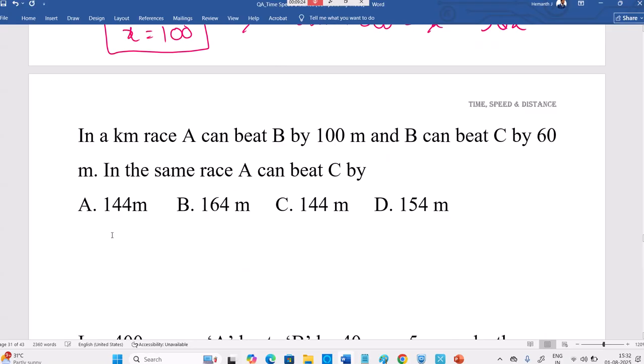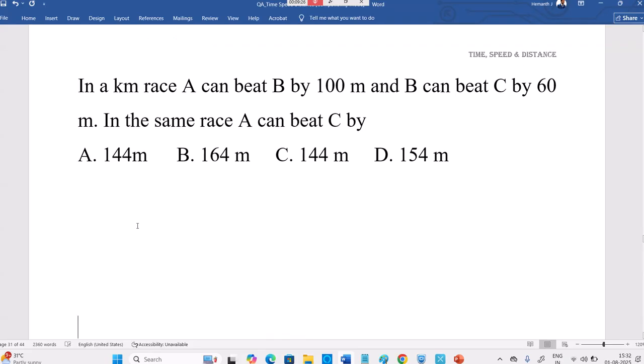In a kilometer race, A can give B by. I think you people can handle this question easily. In the same race, everything is 1000 meters. Kilometer means 1000 meters, so all three are for 1000. Now let me know what is the answer for A can beat C by.